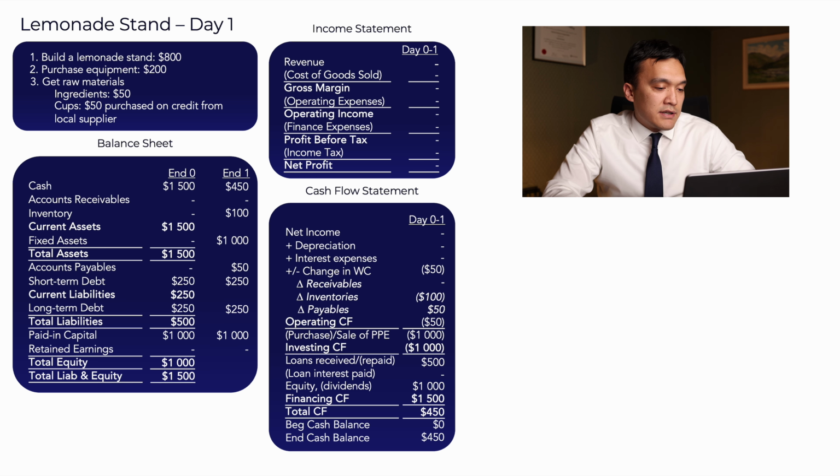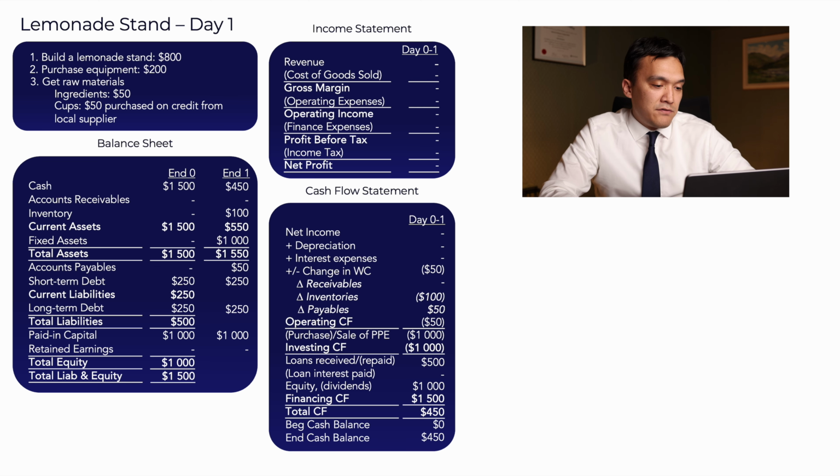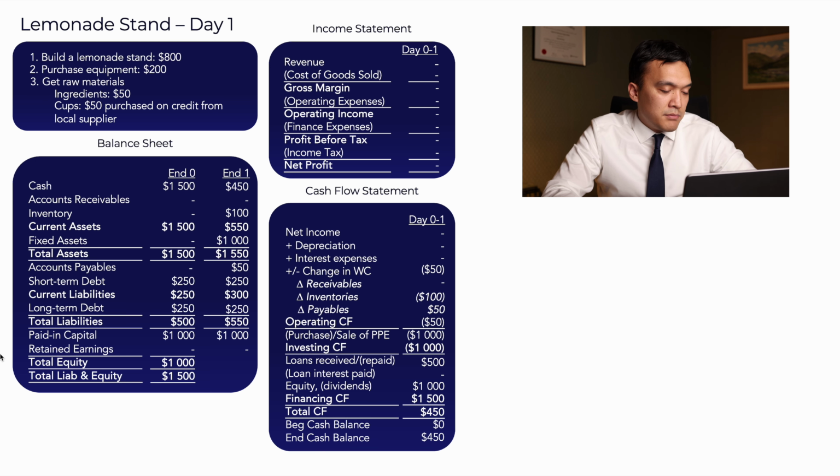Now we have total current assets of $550 plus fixed assets of $1,000. Our total assets are $1,550. And our total liabilities are $300 of current liabilities plus long-term debt of $250. We have total liabilities of $550. Plus our paid-in capital, we have total liabilities and equity of $1,550.